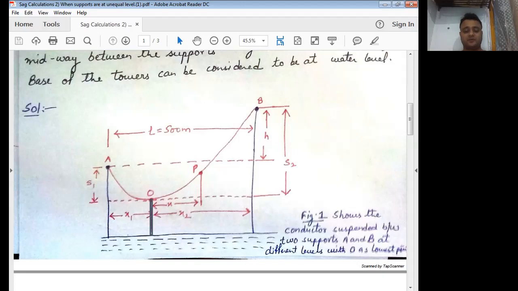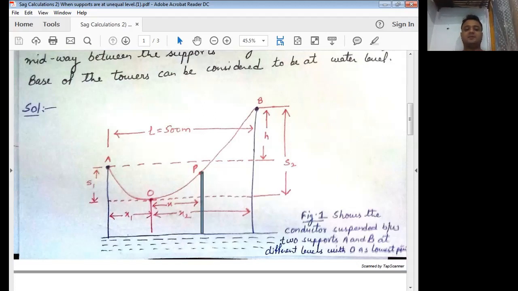In the first point, we have to calculate the distance between the lowest point on the conductor and the water level. In the second step, we have to calculate the distance between the midpoint of the conductor and the water level. So these are the two things that we have to calculate. The distance between both these towers is 500 meters.